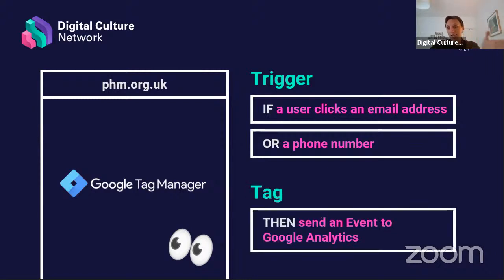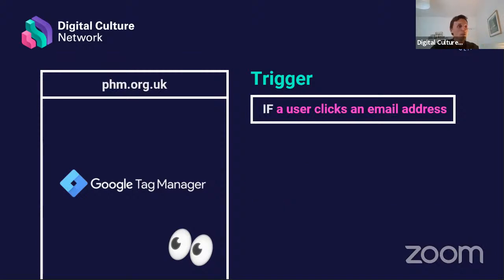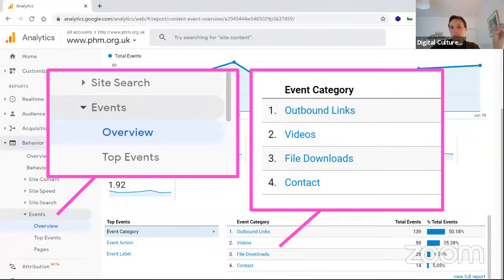Then the specific tag is pushing the information into Google Analytics. So that's where we're seeing this. We're seeing the category of, we've defined what those are.